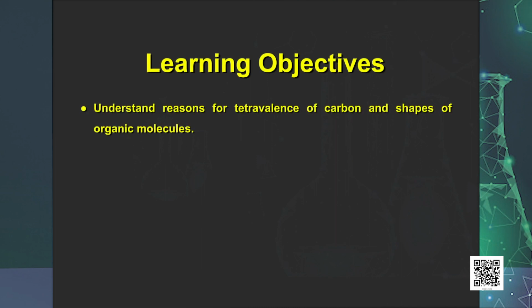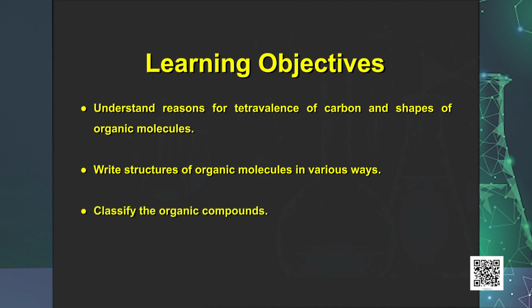After attending this session, you would be able to understand reasons for tetravalence of carbon and shapes of organic molecules. Write structures of organic molecules in various ways. Classify the organic compounds. Viewers, do you know there are 118 elements in the periodic table?